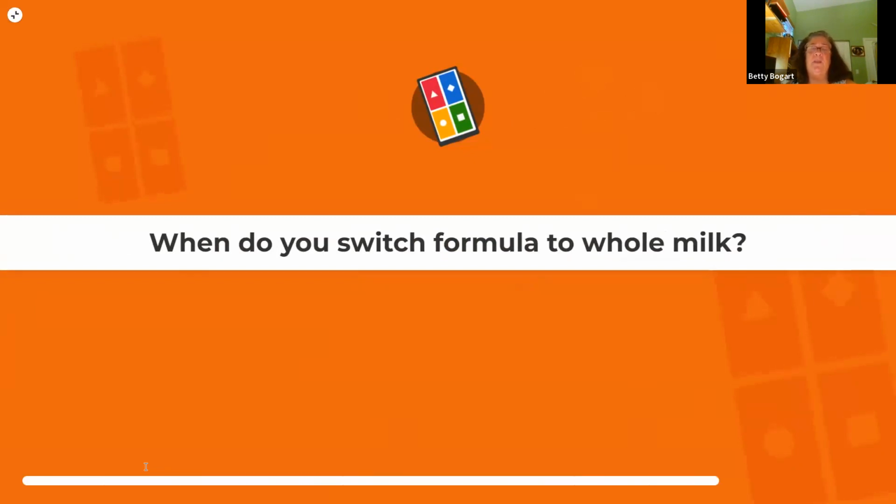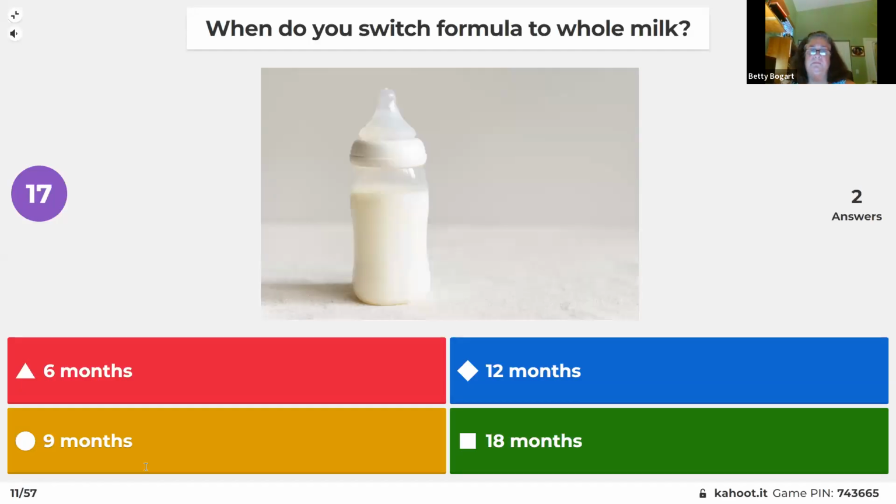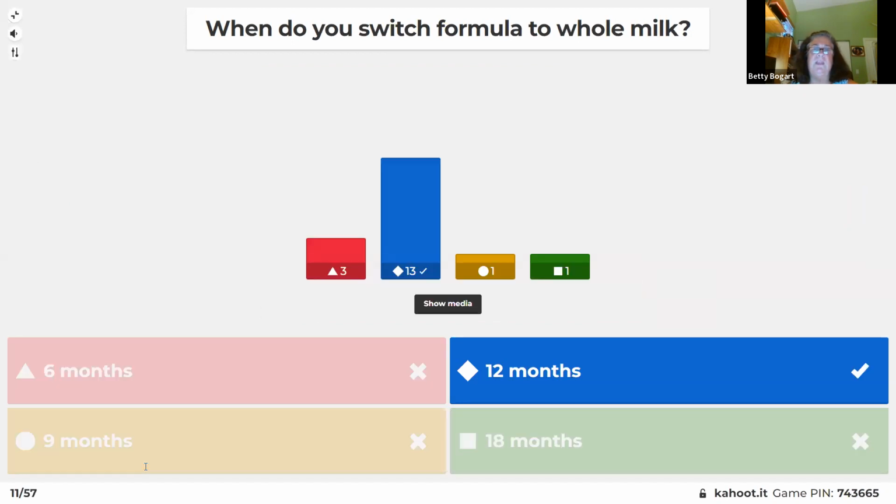When do you switch formula to whole milk? And we put them on whole milk because they need the extra fat for growth. And it's at 12 months old. At 6 months, we're just introducing food. We're still going to give them iron-fortified formula and breast milk. At 1 year old, we'll introduce them to whole milk.